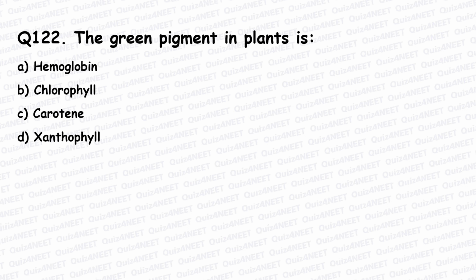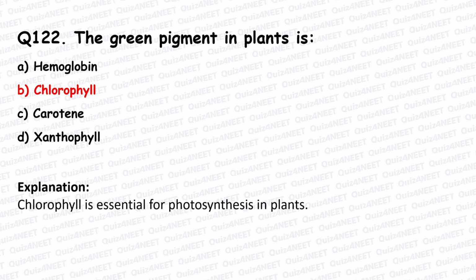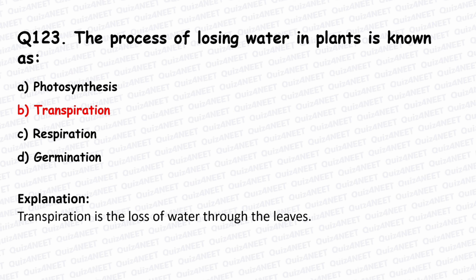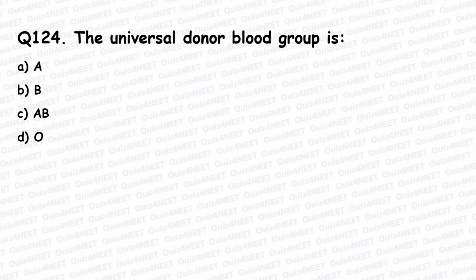Q122. The green pigment in plants is A. Hemoglobin, B. Chlorophyll, C. Carotene, D. Xanthophyll. Answer B. Chlorophyll. Explanation: chlorophyll is essential for photosynthesis in plants. Q123. The process of losing water in plants is known as A. Photosynthesis, B. Transpiration, C. Respiration, D. Germination. B. Transpiration. Explanation: transpiration is the loss of water through the leaves. Q124. The universal donor blood group is A. AB, B. B, C. AB, D. O.